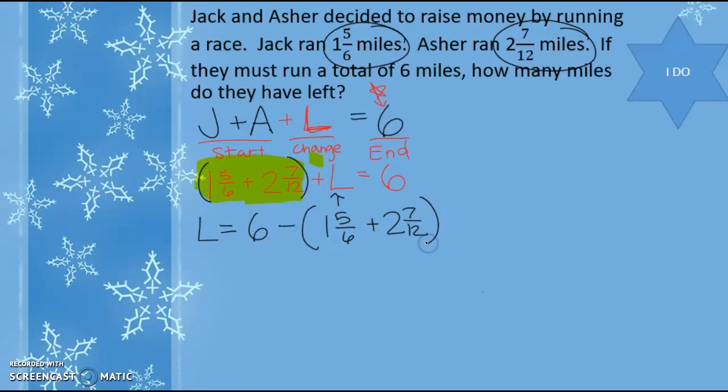Now, what does this mean? Let's look at it again. What's left for them to run is equal to their total of 6 miles minus all of the running that they've already done. So now we have an equation set up. Now all we have to do is use what we've learned to solve it. So what have we learned? How do we figure out how to add these two mixed numbers?